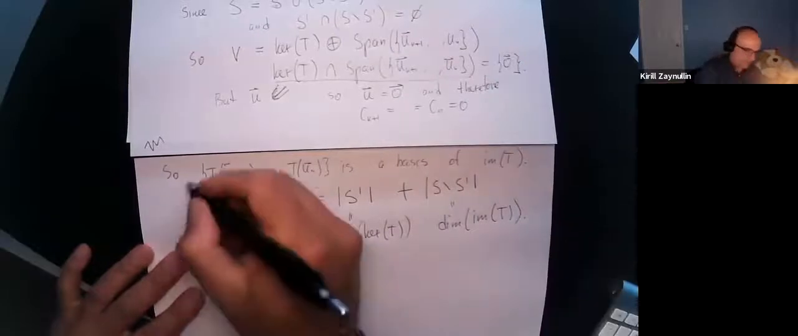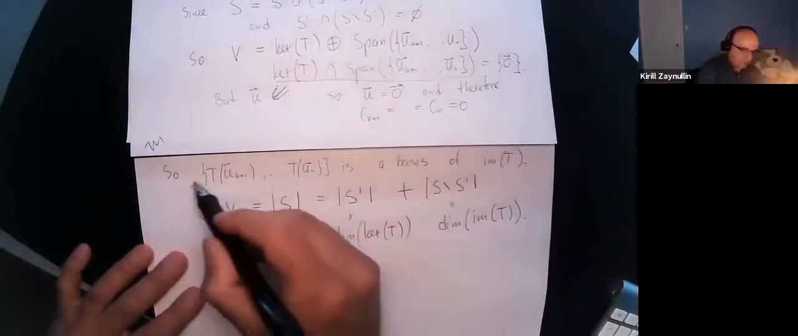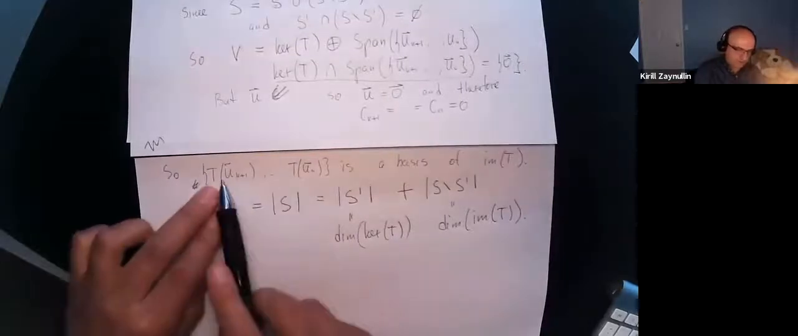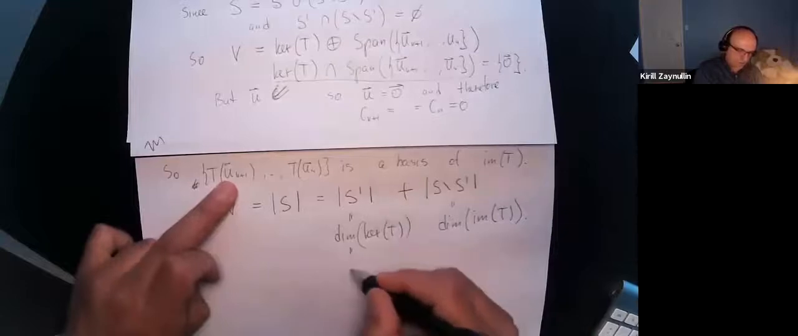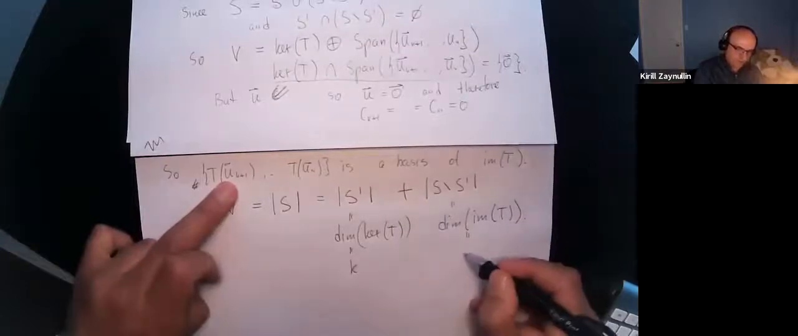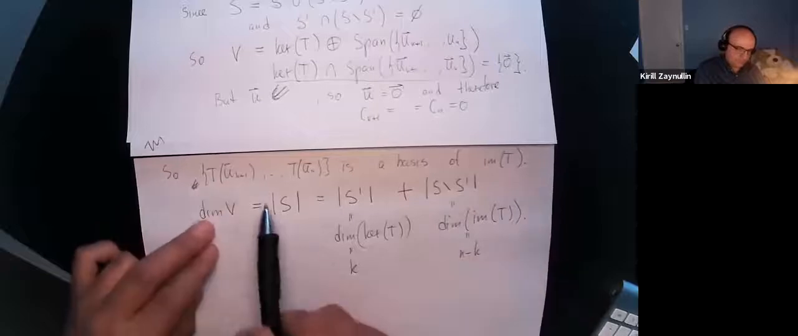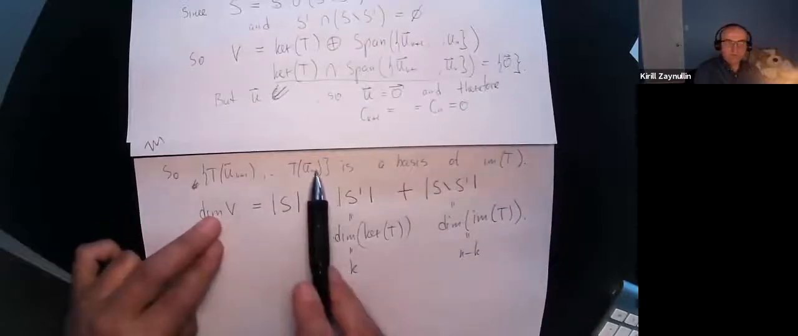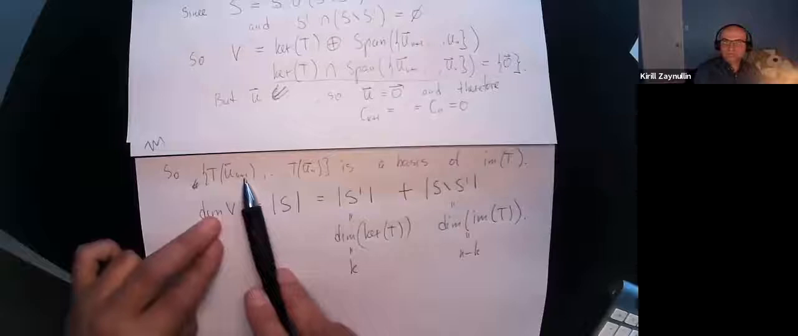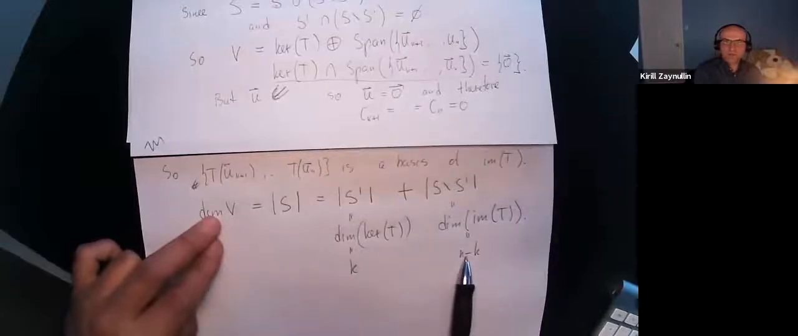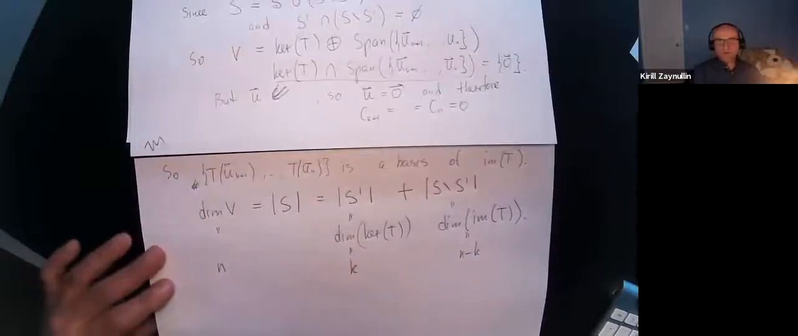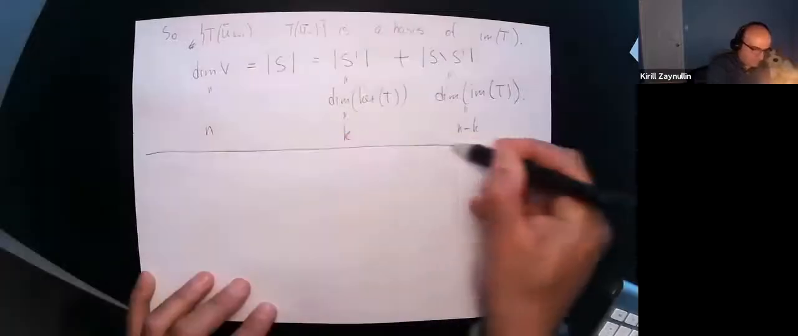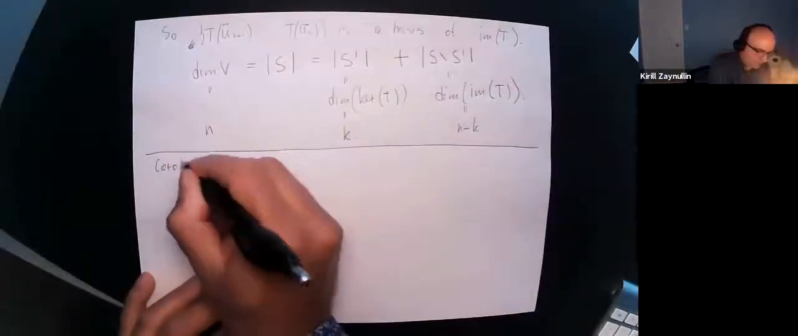Because this set is exactly the basis. So let me mention, this is K, and this is exactly N minus K. How many elements are there? N minus K. So this basis has N minus K elements, and S prime, as we know, has K elements, and the sum is just N. And this finishes the proof, so let me state it as a corollary.